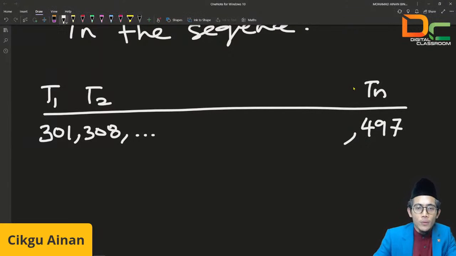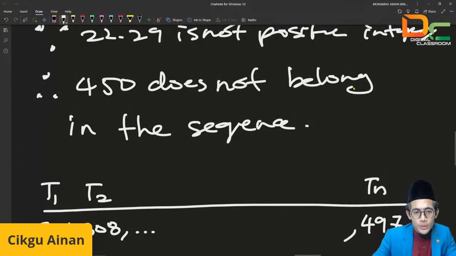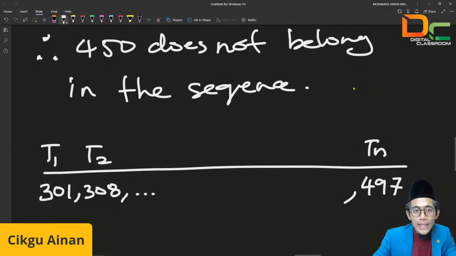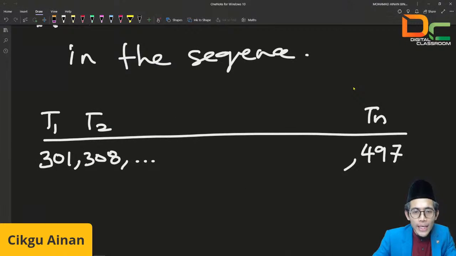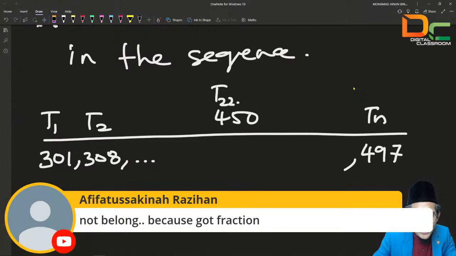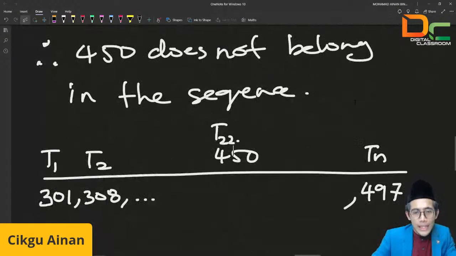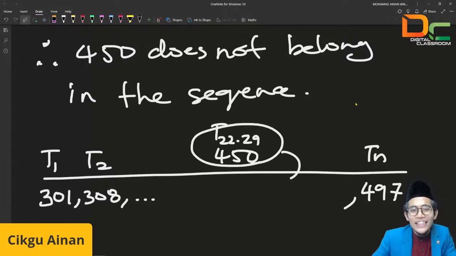Tak apa. Now, just now we try to locate 450 inside the sequence, right? And then we get 450 is T22 point berapa tadi? 29. Sebab apa saya letak dekat sini? Sebab it doesn't belong here. Saja je nak letak.